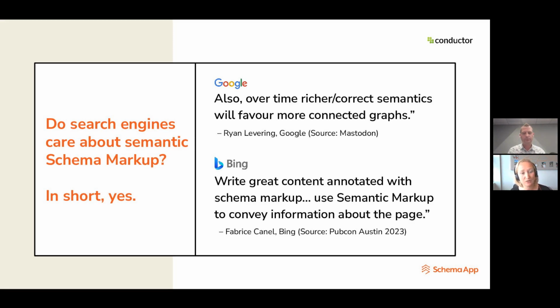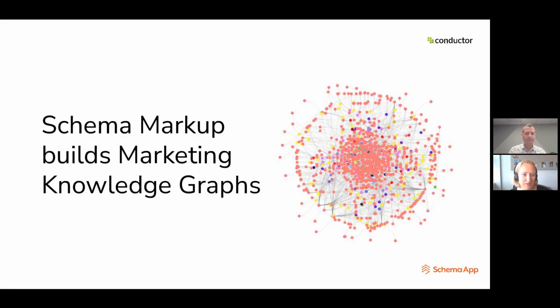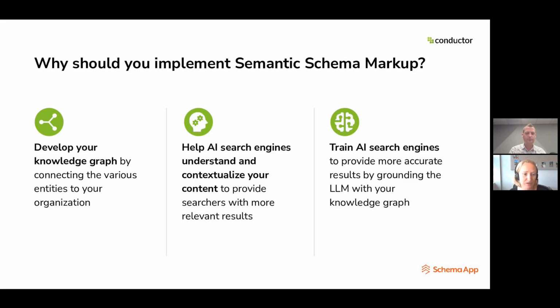And then Fabrice Canel, who I would say is probably speaking the most about how Bing is using data, talks about great annotated content with schema markup and using semantic markup. I had a chance to spend some time with him at PubCon and had good indications that what we're talking about is on the right course for what they're looking for as they build those data pipelines. This is an image of one of our clients' knowledge graphs. When you do the schema markup properly, you're truly building those knowledge graphs.